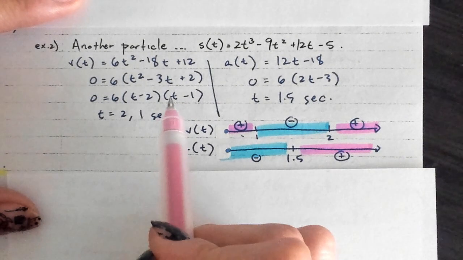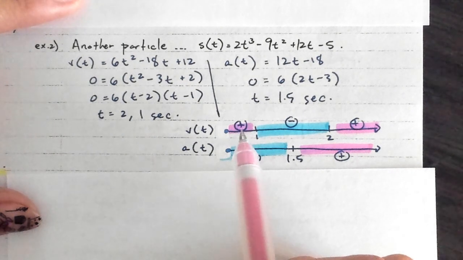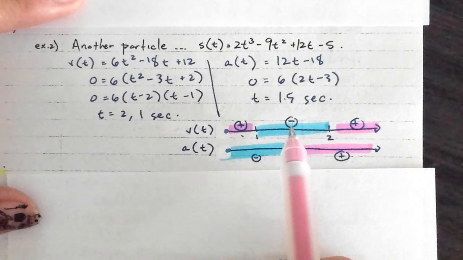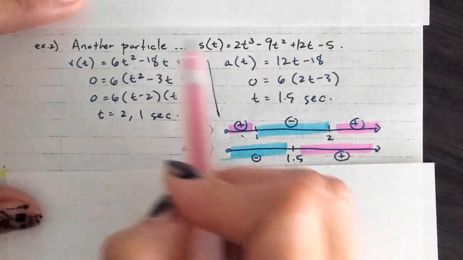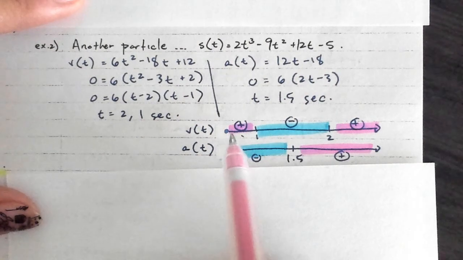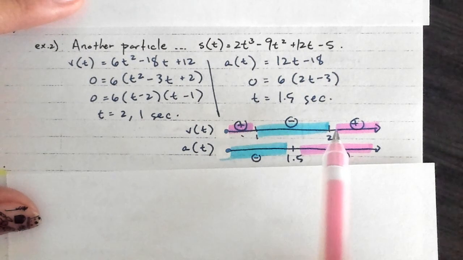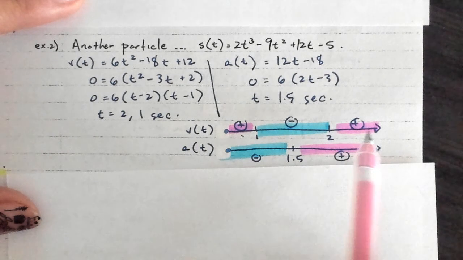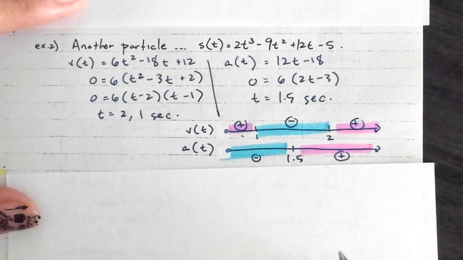So plug in 10, positive times positive is positive. All right. My velocity is going from positive to negative to positive. That means if this is going right and left, it's either going up, down, or right, left. I'm going to the right, I'm turning around, I'm going to the left, I'm turning around, and I'm going back to the right, and I'm going to the right forever and ever after time equals 2.